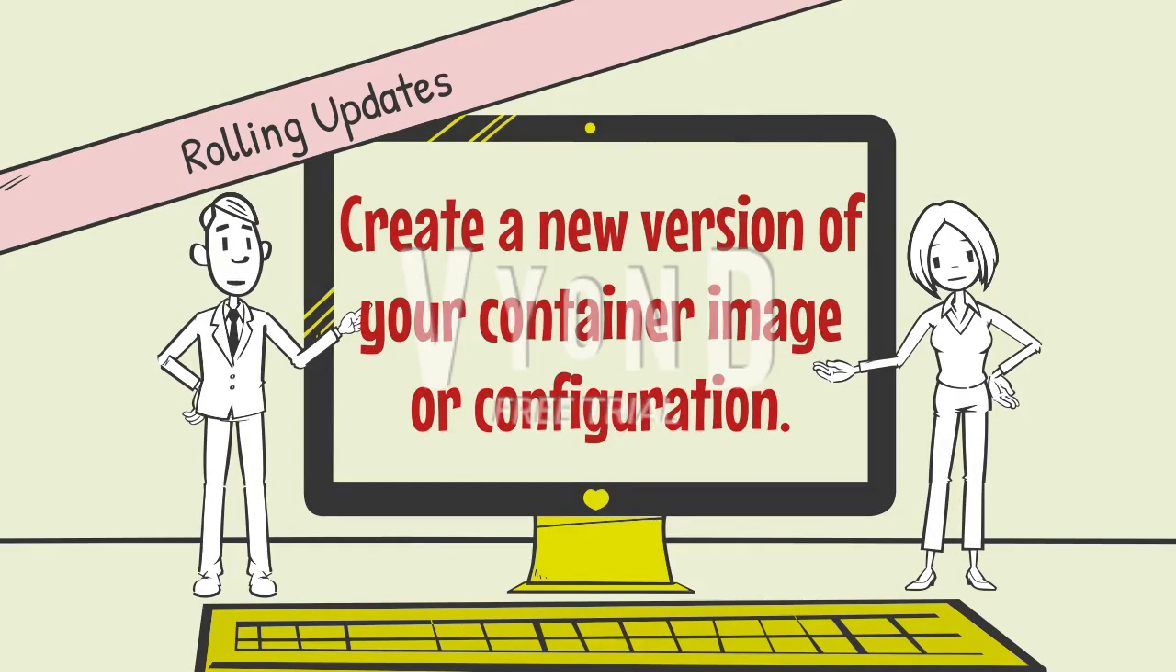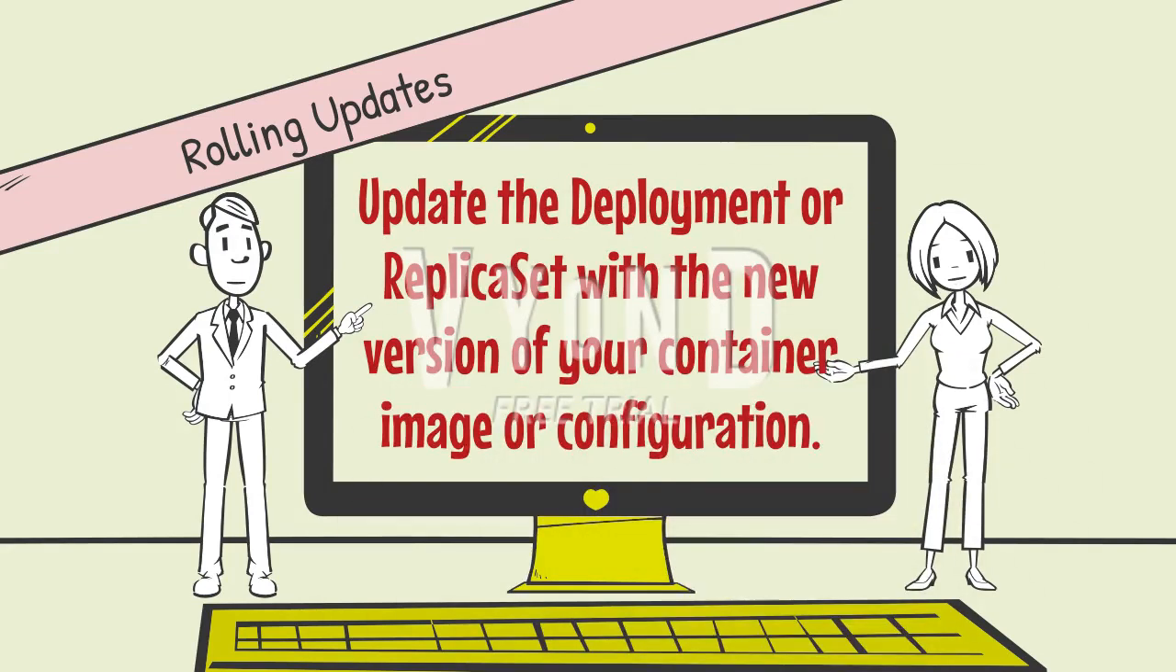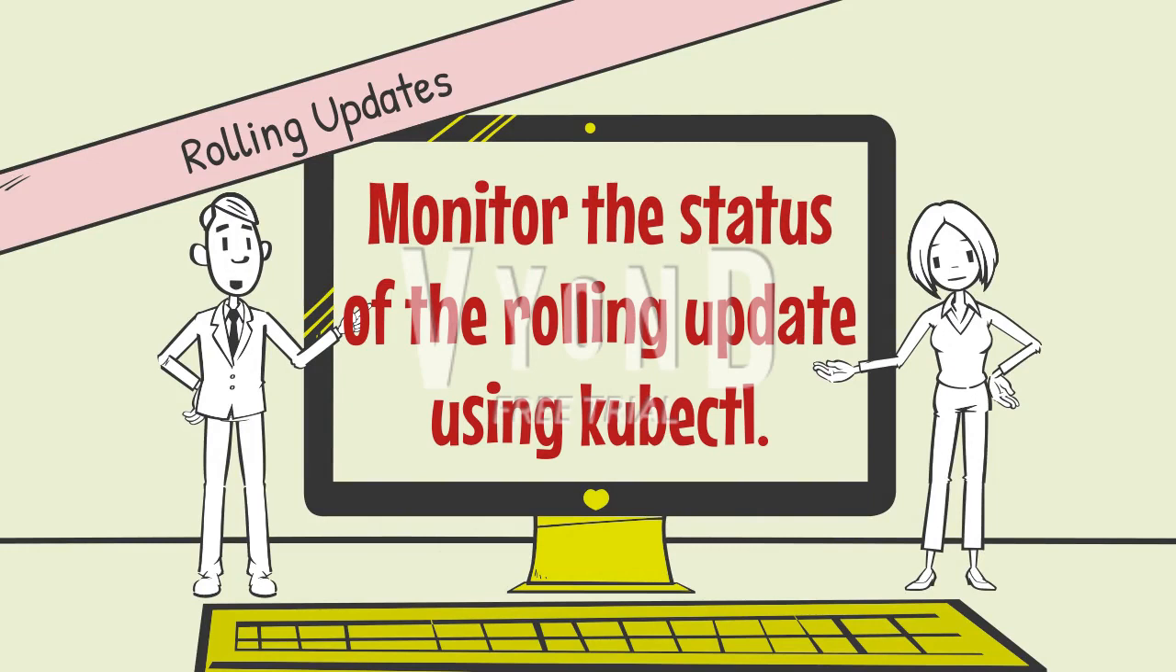2. Create a new version of your container image or configuration. You can use Kubernetes config maps or secrets to manage your application configuration separately from your container images. 3. Update the deployment or replica set with the new version of your container image or configuration. Kubernetes automatically creates new pods with the updated version and gradually replaces old pods with new ones. 4. Monitor the status of the rolling update using kubectl. You can use the kubectl rollout status command to view the progress of the update.